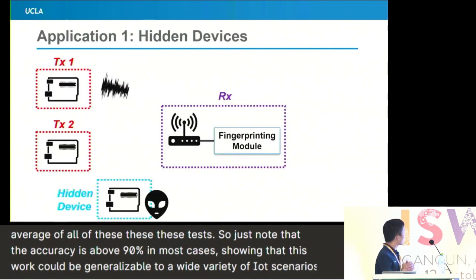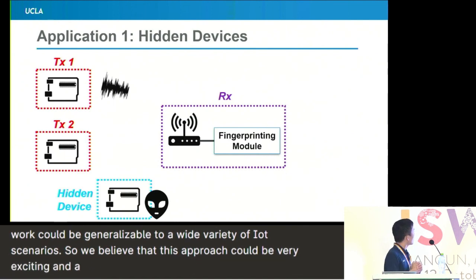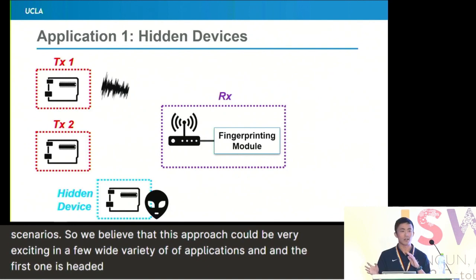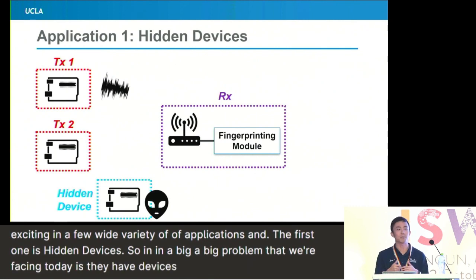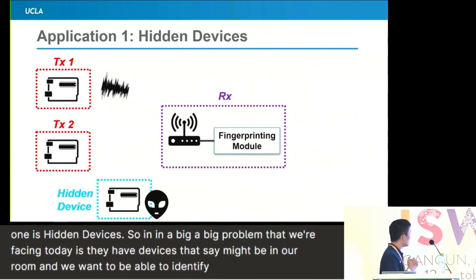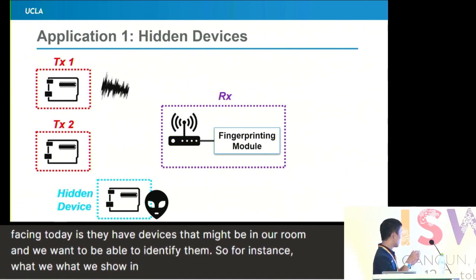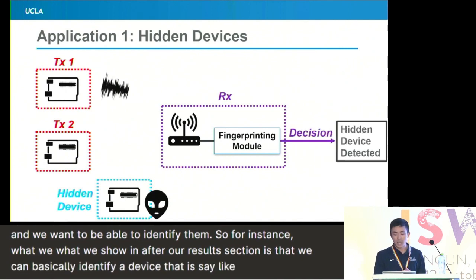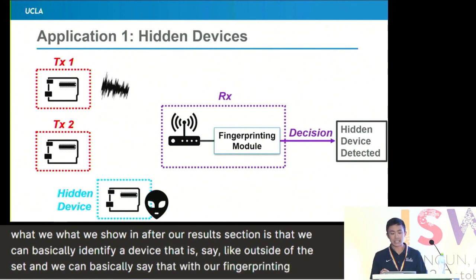So we believe that this approach could be very exciting in a wide variety of applications, and the first one is hidden devices. A big problem that we're facing today is devices that might be in our room, and we want to be able to identify them. So for instance, what we show after our results section is that we can identify a device that is outside of the set, and we can say with our fingerprinting module that a hidden device is detected.